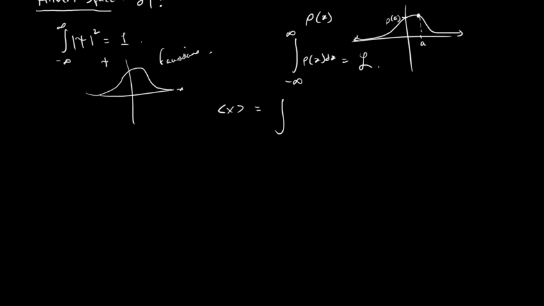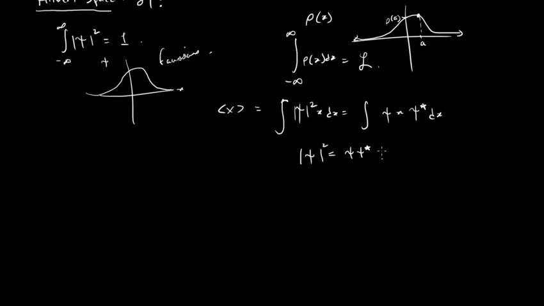I'm not going to write negative infinity to infinity anymore because it's just implied unless stated otherwise. So it's an integral of psi mod squared times x dx, which you can write as the integral of psi x psi star dx. Because remember that psi mod squared is just equal to psi psi star.